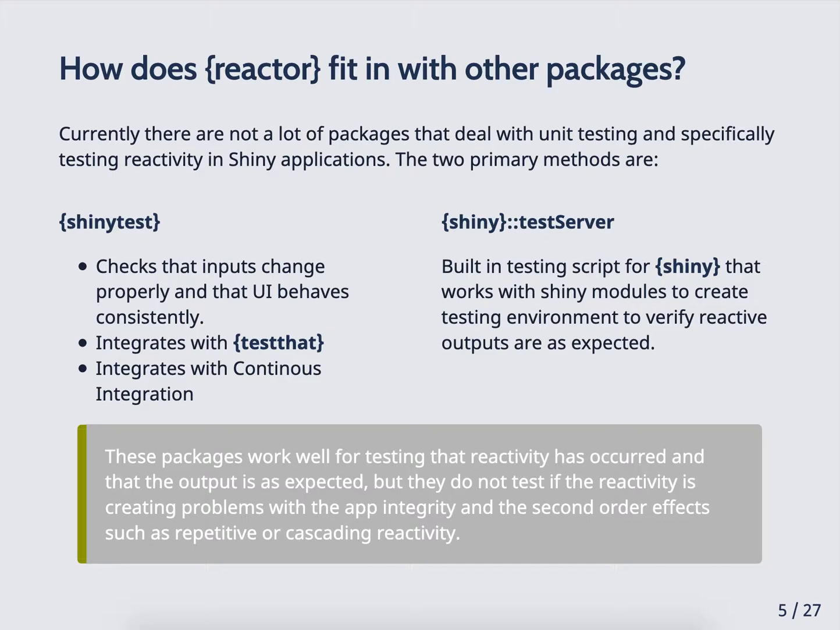Within Shiny itself, there's testServer, which is a Shiny module that creates a testing environment to verify the reactive outputs are as expected. These packages work well for testing that reactivity has occurred and that the output is as expected, but they do not test the reactivity as creating problems within the app or second-order effects such as repetitive and cascading reactivity.